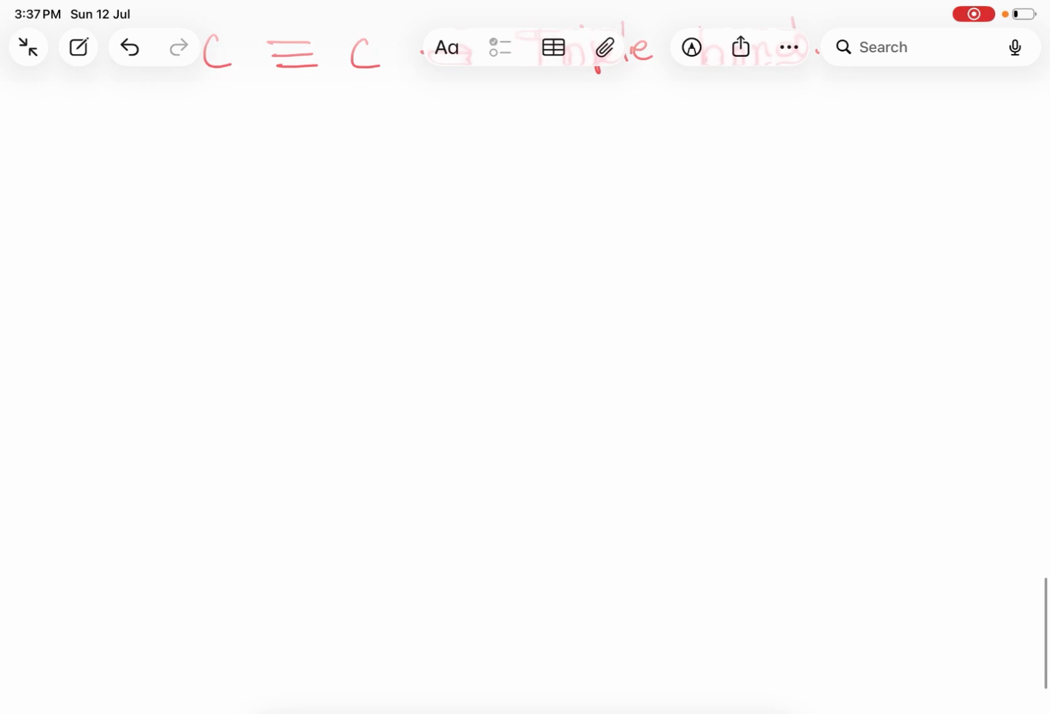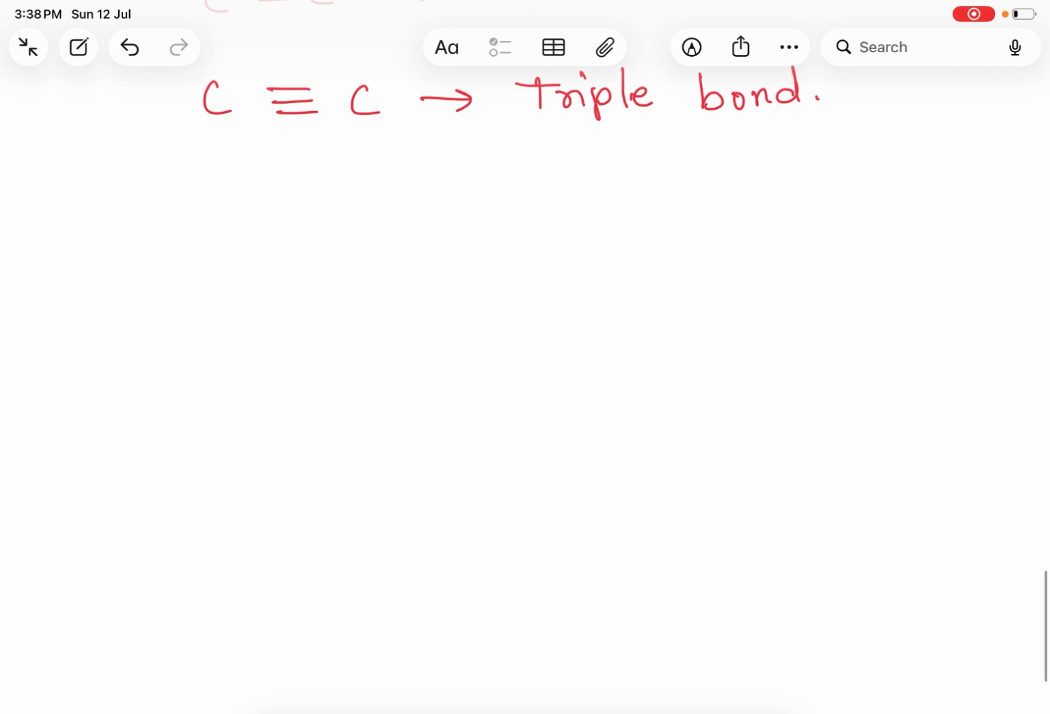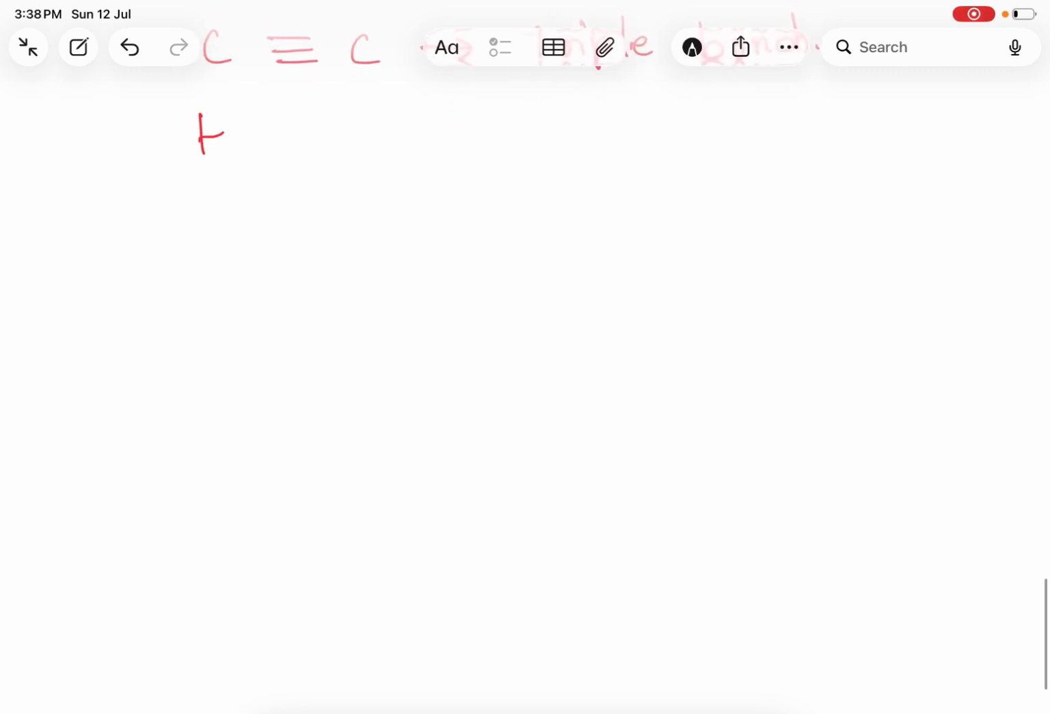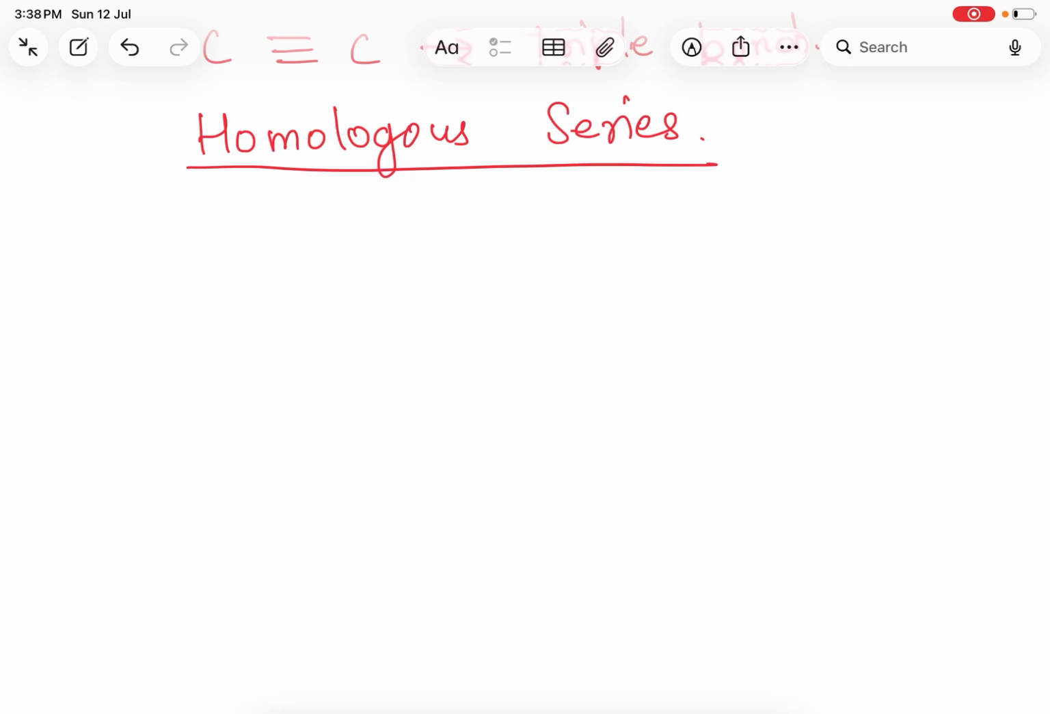So next that we are going to learn, before we start with the structures of alkanes and alkenes, is homologous series. So what is a homologous series? In organic chemistry we have different functional groups, and all the functional groups have so many compounds which have the same type of functional group, so we consider them as a family. A family of compounds of different functional groups is known as a homologous series.